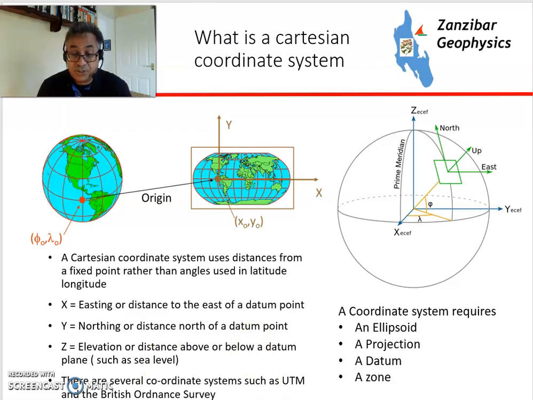These are what are used in coordinate systems such as Universal Transverse Mercator, UTM, or the British Ordnance Survey. For a coordinate system we require an ellipsoid, a projection, a datum, and a zone. This is a diagram which shows you x and y and z, which describes how a coordinate system works.